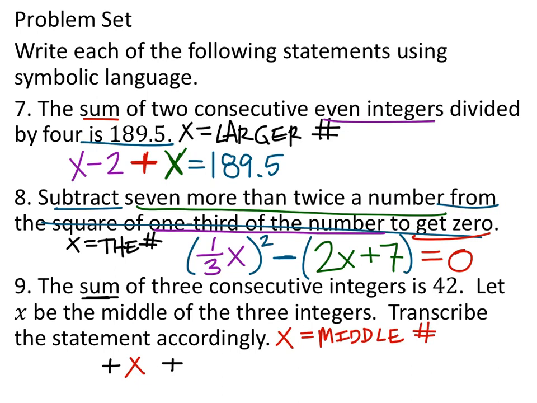So if I wanted the number before it, I would take that middle number and subtract 1. If I wanted the number that's just bigger than it, I would take that middle number and add 1 this time. Then it says that this is 42. So that sum would equal 42, and that would be the expression for this one. So again, we've defined x as the middle number, and then we have our equation.